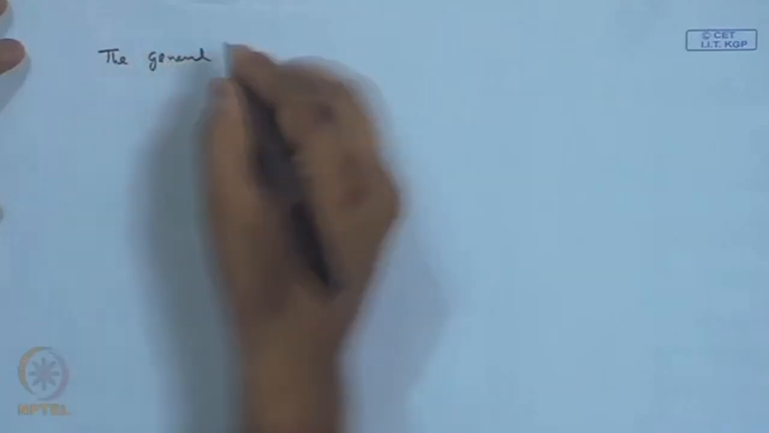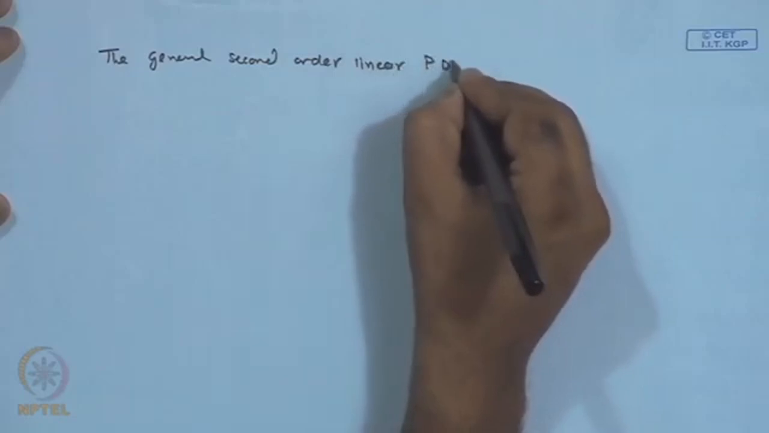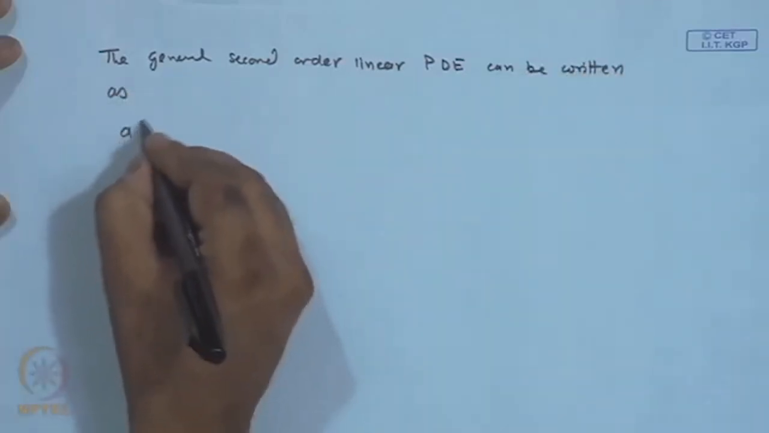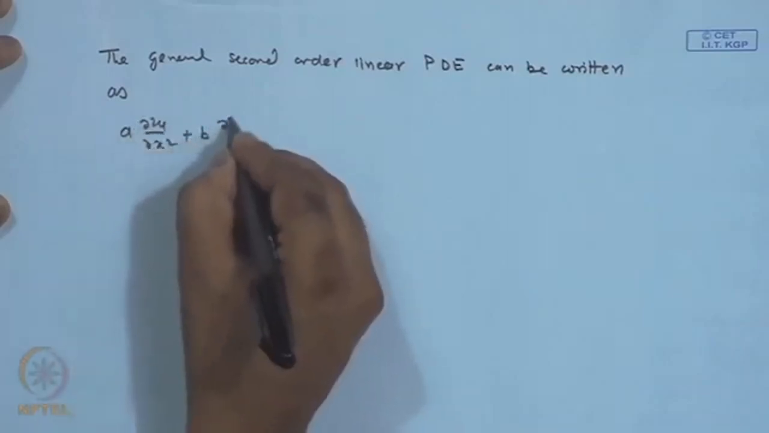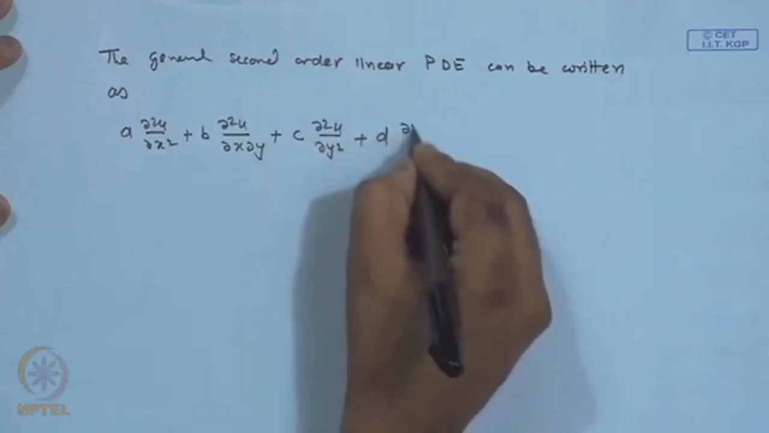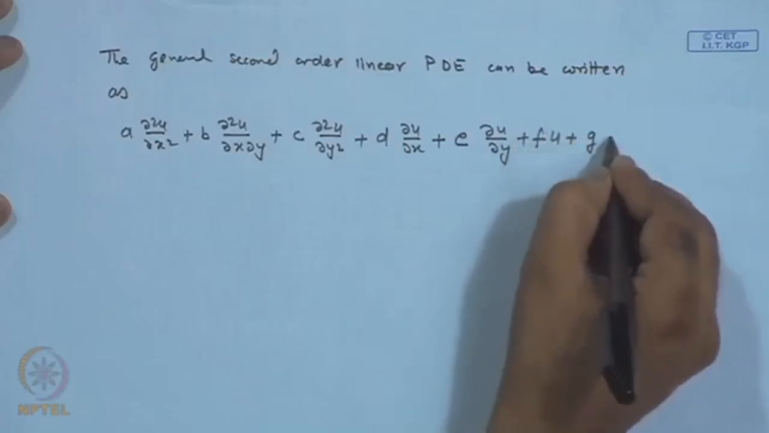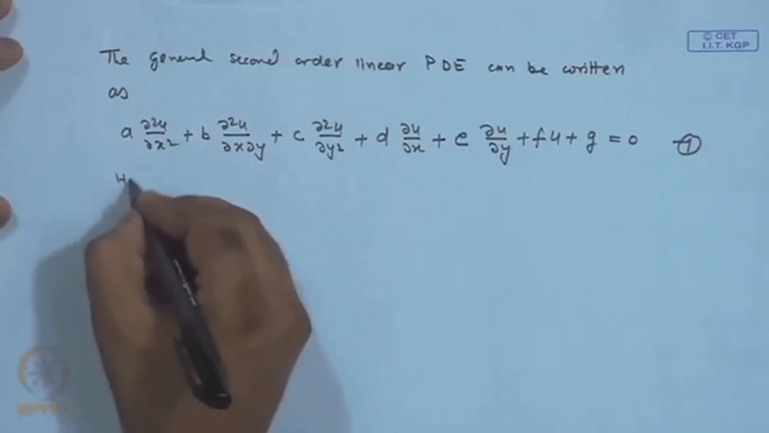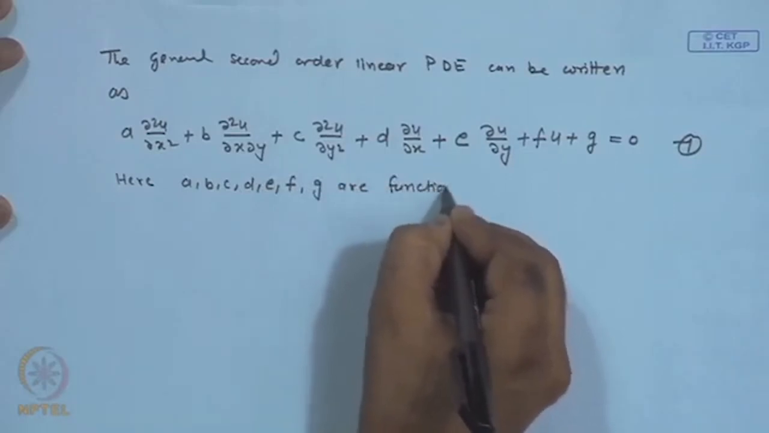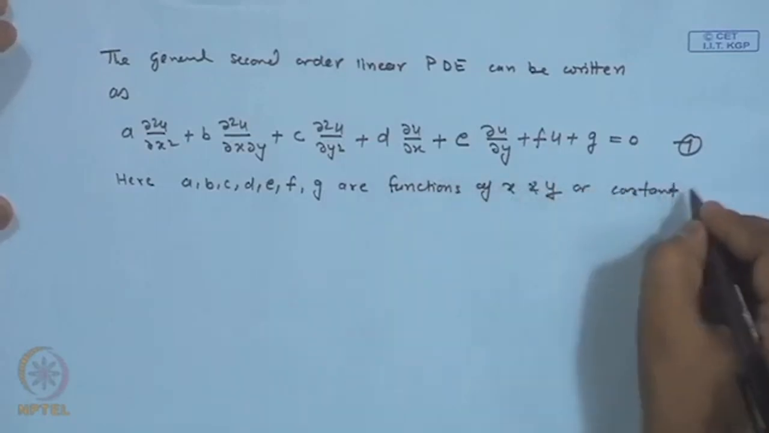So, the general second order linear partial differential equation, PDE, can be written as A del 2 u over del x square plus B del 2 u over del x del y plus C del 2 u over del y square plus D del u over del x plus E del u over del y plus F u plus G is equal to 0. So, here A, B, C, D, E, F and this G are functions of x and y, or they are simply constants.